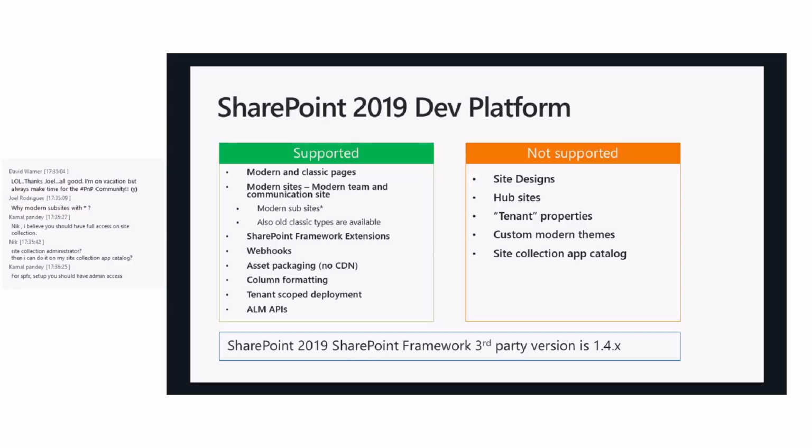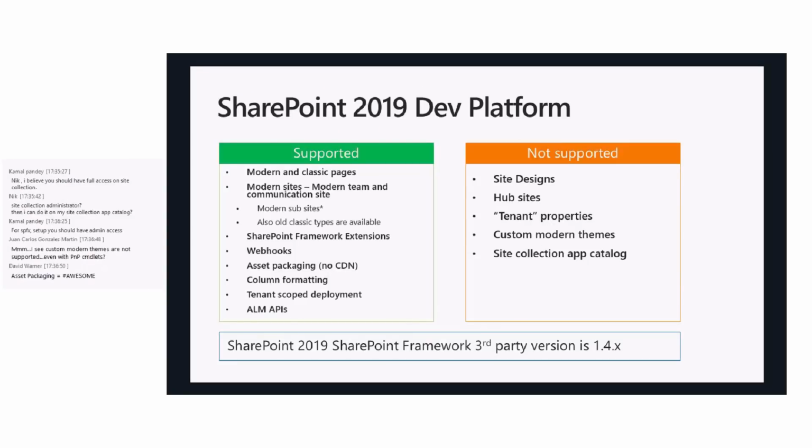Tenant scope deployment is supported. So if you are looking into having your web part available in all of the sites within the farm, you can enable that by having a setting in the package solution JSON file, and that will enable that web part in that solution in the farm automatically. And ALM APIs are available as well for you to automate installations of add-ins or installations of SharePoint Framework solutions in your farm.